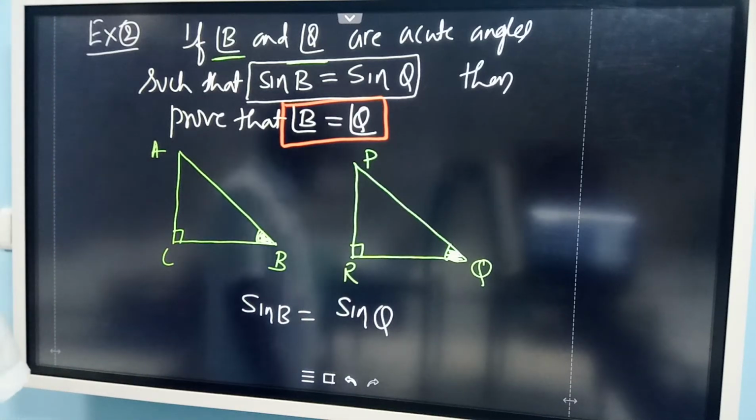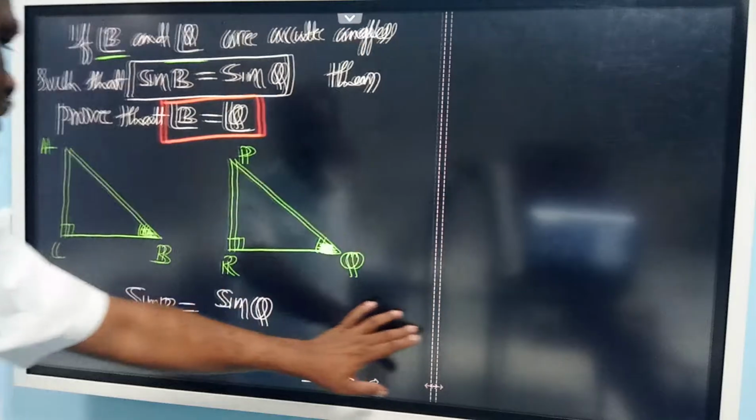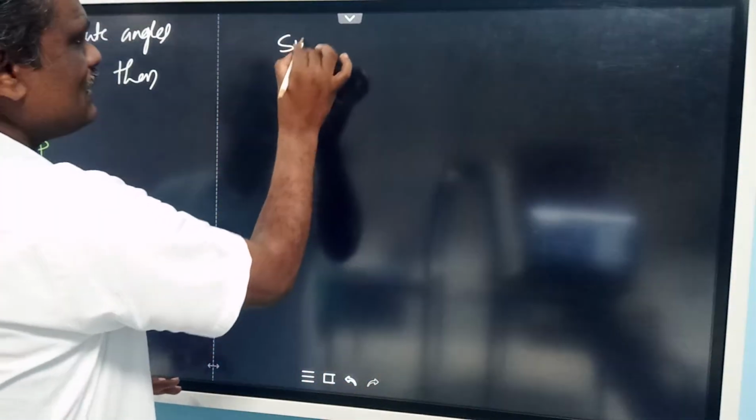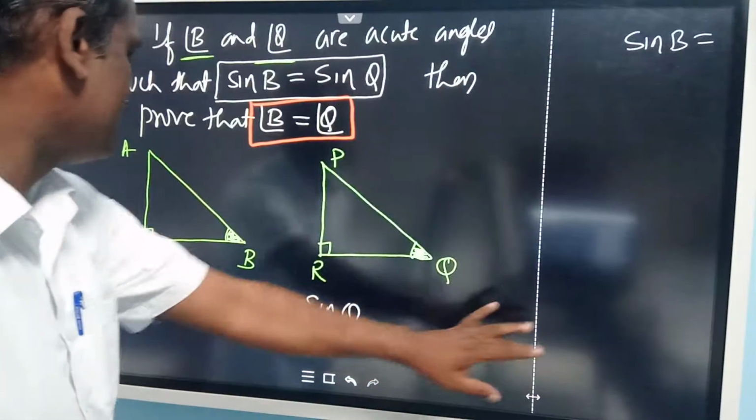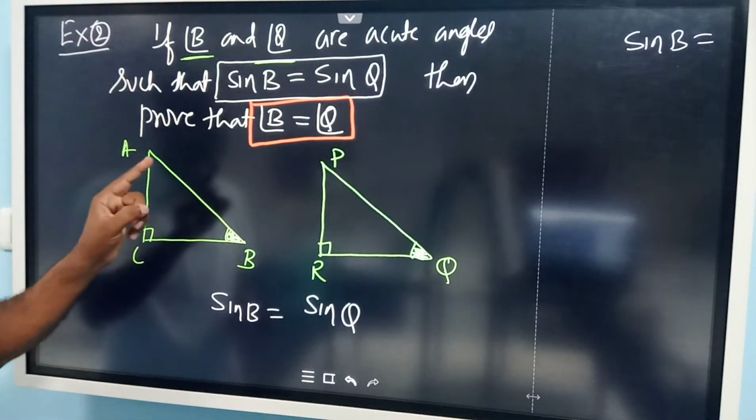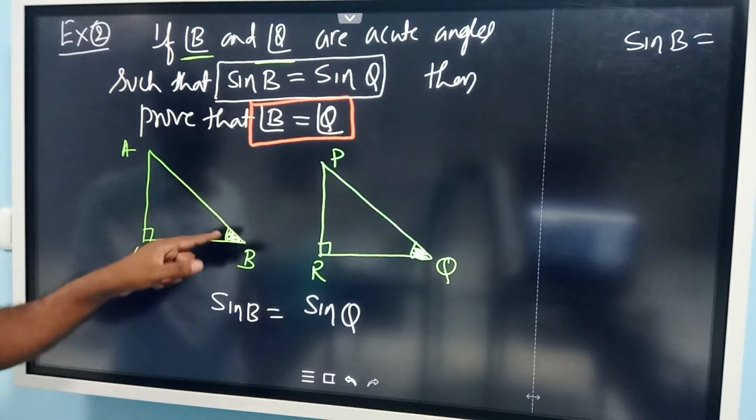Sin B. What is sin B here? Since sin B is equal to sin Q, so use that. What is sin B here in this diagram? Sin of an angle is opposite side by hypotenuse.